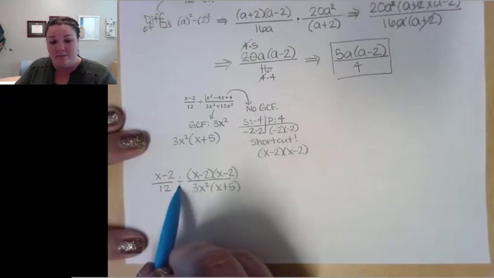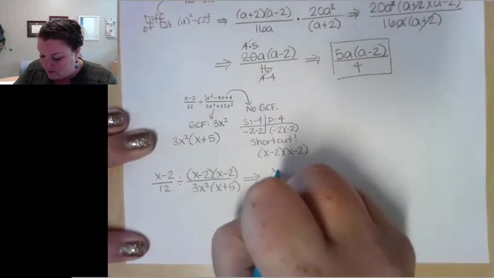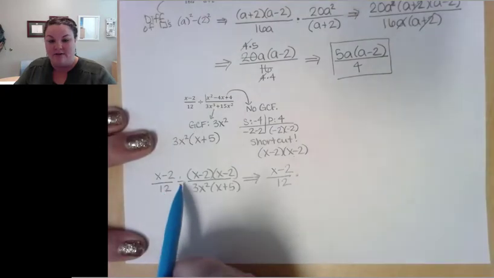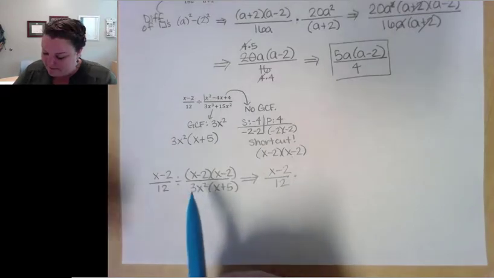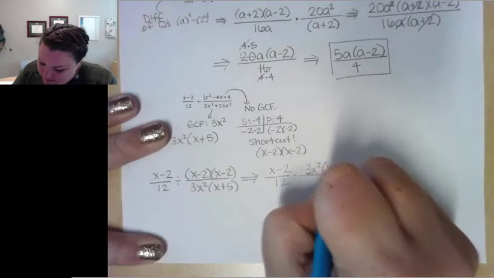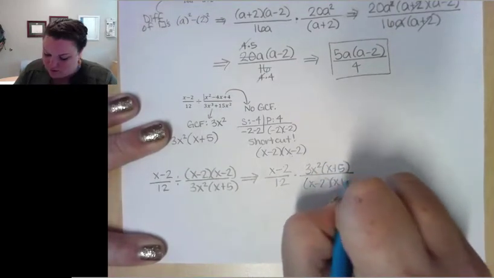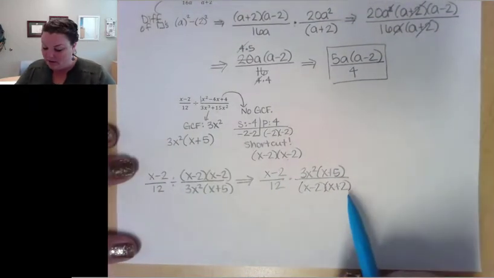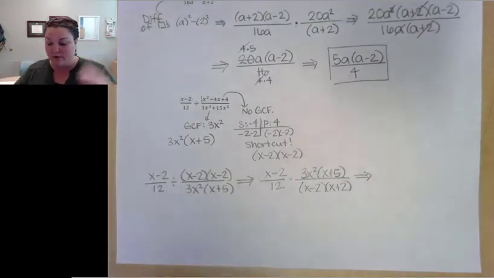So when we divide by a rational expression, that means we flip and multiply. So x minus 2 over 12 stays the same, right? But then when I divide, I use my space gun, shoo, shoo, right? And it flips it. So now I'm multiplying by 3x squared times x plus 5 on top, and x minus 2 times x plus 2 on bottom. Okay? And you can go ahead and start reducing here, or if you prefer, you can go ahead and write this all together in one fraction.